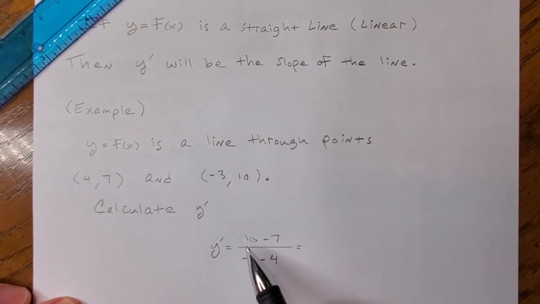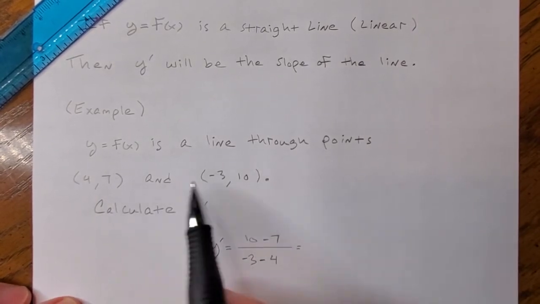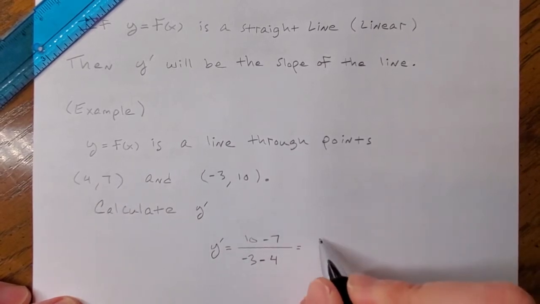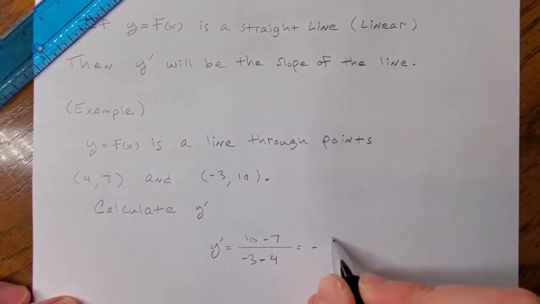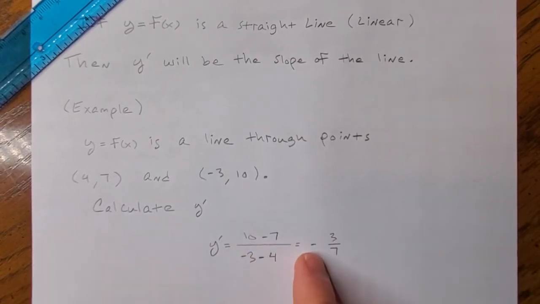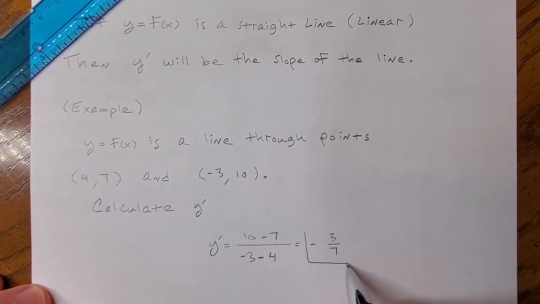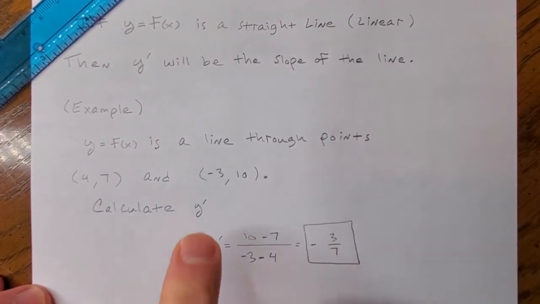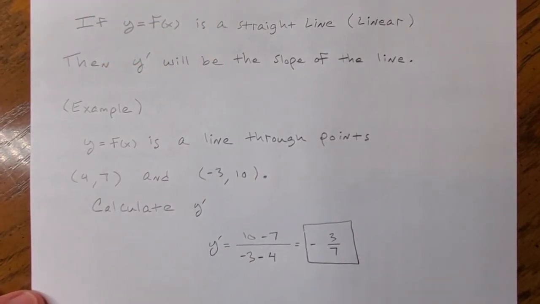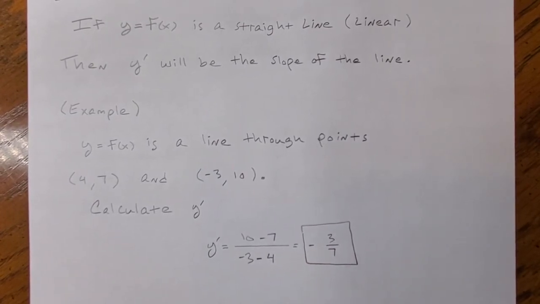Yeah, that's y2 minus y1, 10 minus 7 over negative 3 minus 4. So we'll get a slope of negative 3 over 7. That means y prime is negative 3 over 7. Okay, so what's your derivative? Well, in the case of lines, it's pretty simple. It's just the slope, so we'll say negative 3 over 7, because that is what the slope of that line would be.